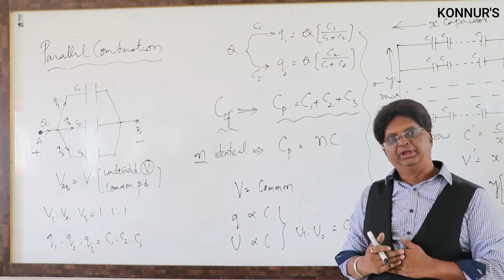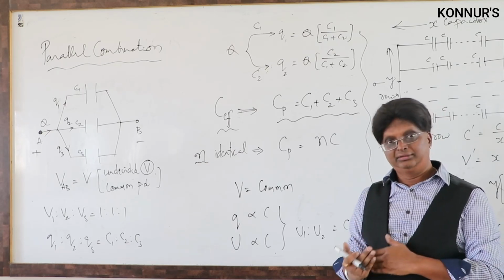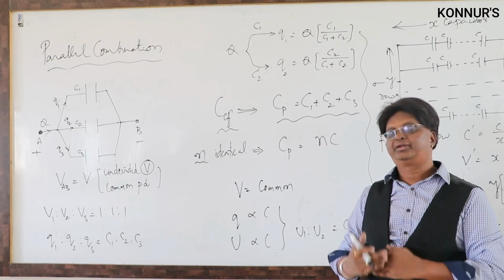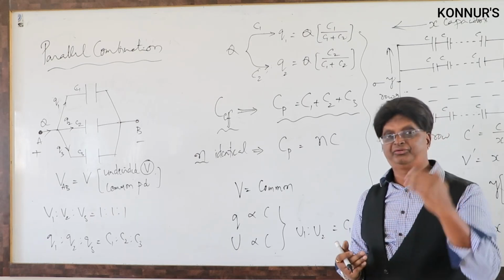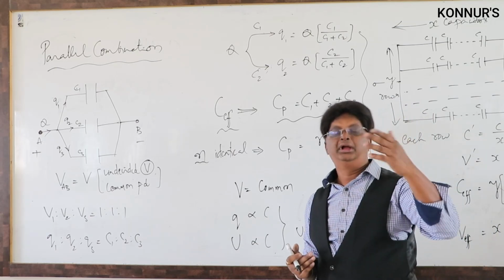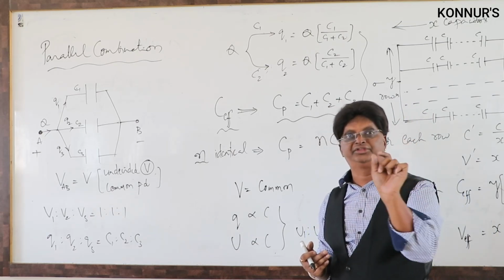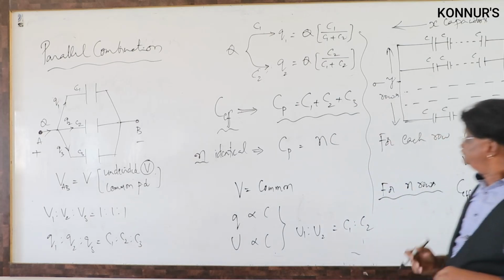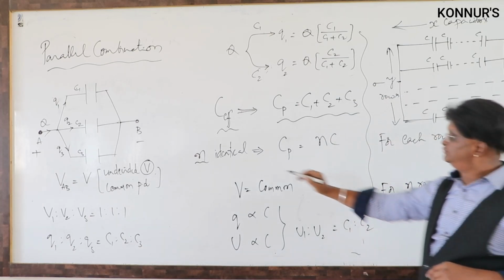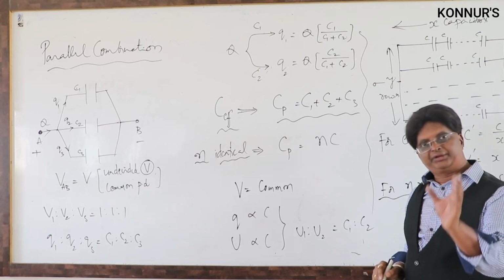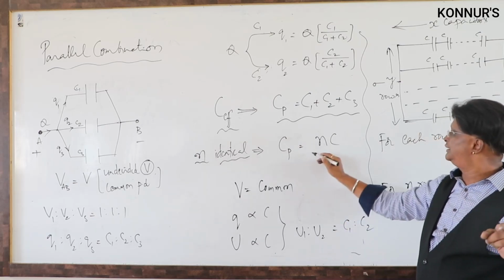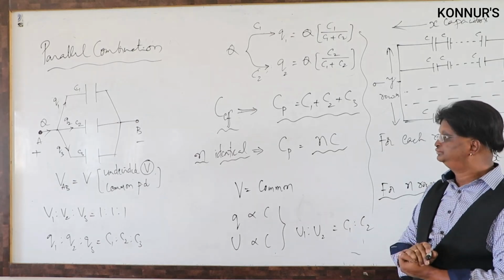Supposing I take 3, 5 and 20 microfarad as capacitors and all of them in parallel, then the answer is 3 plus 5 plus 20, it becomes 28, greater than the highest number 20 in the group like that. And now again, n identical capacitors, each of capacity C connected in parallel, the effective capacity becomes n times C.